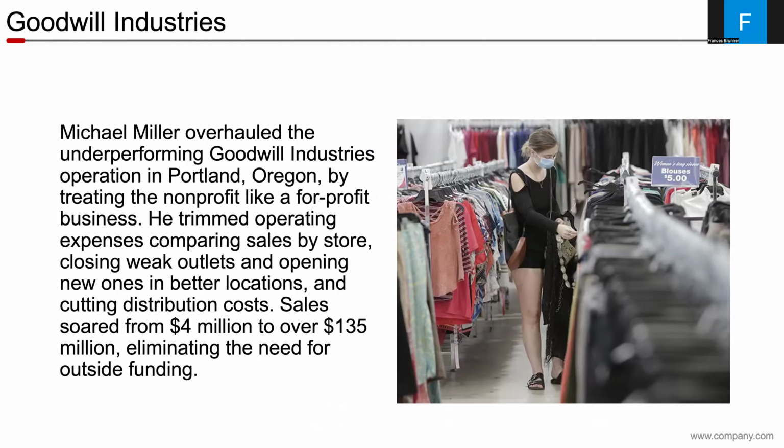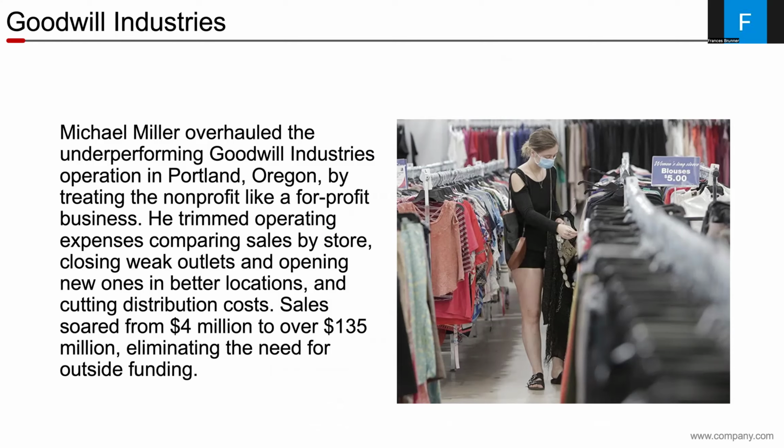All right, this slide is taken directly from the textbook, and it highlights Goodwill Industries. Goodwill was barely functioning as a nonprofit organization. They required additional funds and donations in order to keep sales going. Michael Miller came into the company and decided to treat the nonprofit like a for-profit business.